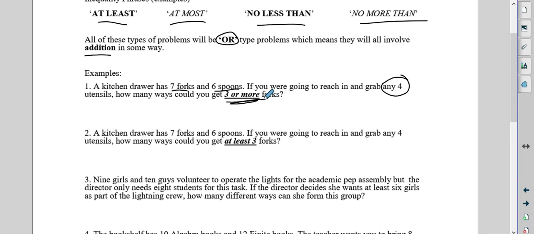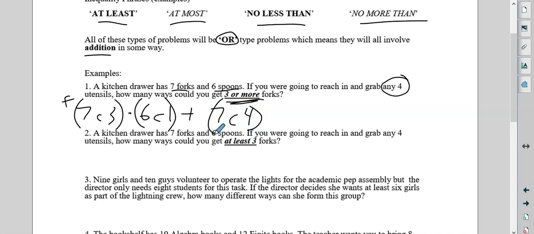So first off, we have 7 forks. What are the chances of grabbing 3? So that's a combination, because order doesn't matter. If we grab 3 forks, and we're grabbing 4 utensils, that means we're going to be grabbing 1 spoon. And there were 6 of them to choose from. This is a multiplication problem. But we could also have the possibility of getting all forks. So this here is 3 forks, and this here is 4 forks.